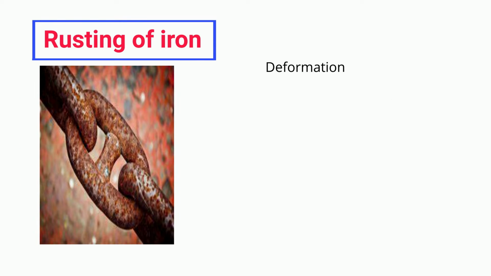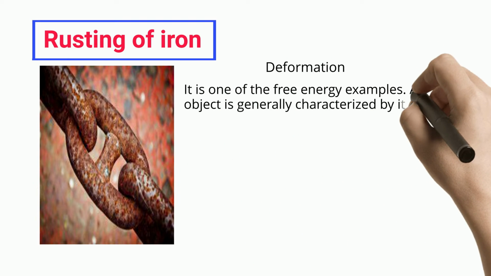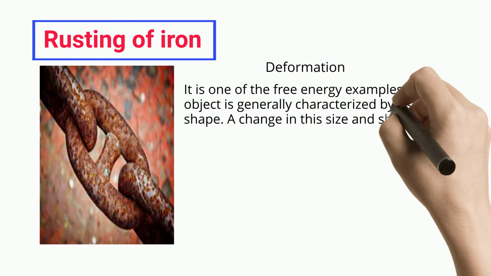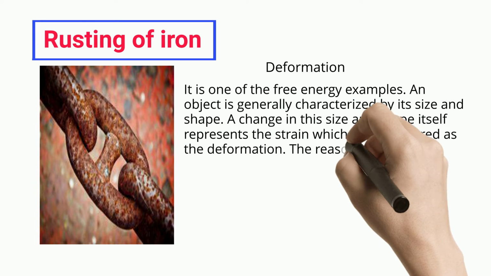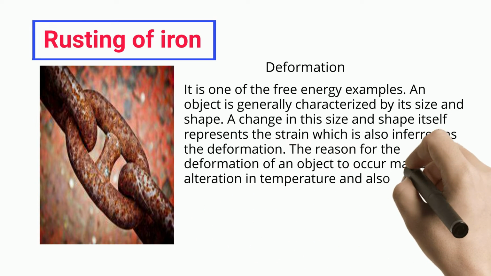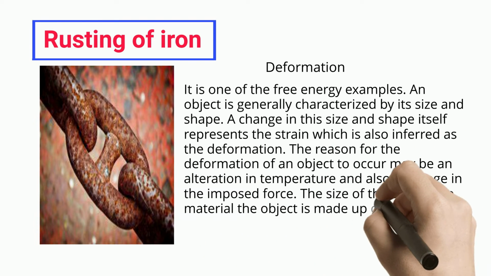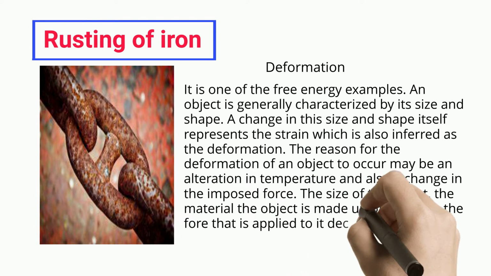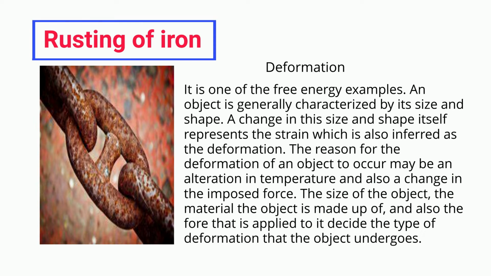Deformation. It is one of the free energy examples. An object is generally characterized by its size and shape. A change in this size and shape itself represents the strain, which is also inferred as the deformation. The reason for the deformation of an object to occur may be an alteration in temperature and also a change in the imposed force. The size of the object, the material the object is made up of, and also the force that is applied to it decide the type of deformation that the object undergoes.